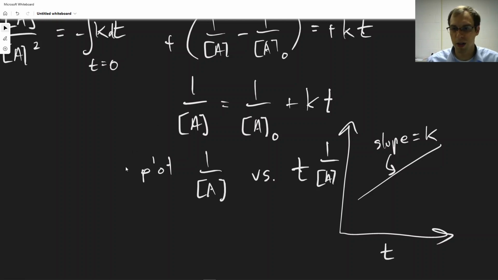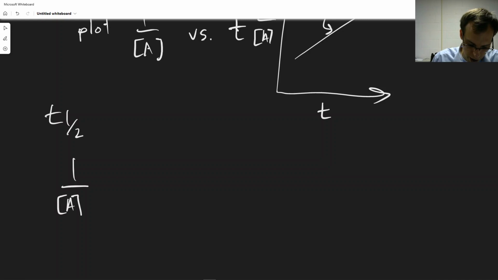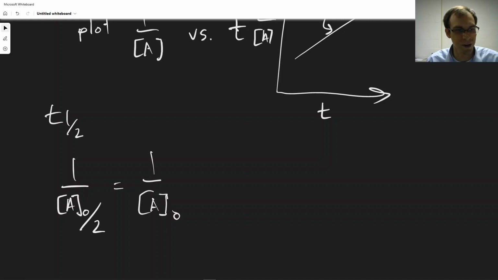One other thing we can talk about with second order reactions, similar to first order reactions, is half-life. It is defined the same way, and we can find t1/2, which is when the concentration is equal to half the initial concentration. So we can plug that into the formula that we derived here: at A equals A naught over 2, that's going to be equal to 1 over A naught plus k times t1/2.